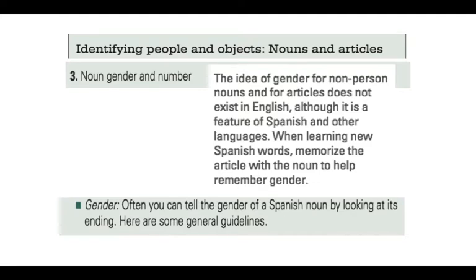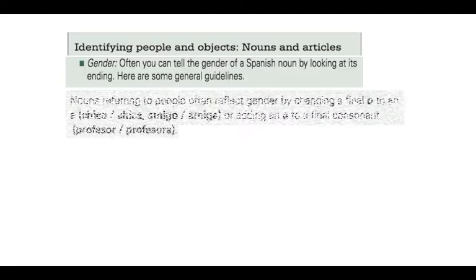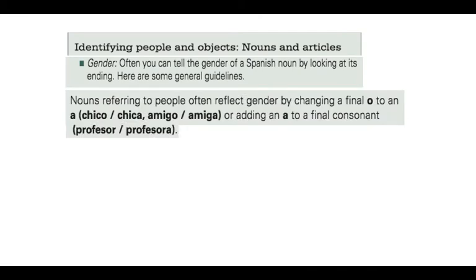So with gender, often you can tell the gender of a Spanish noun by looking at its ending. We already worked with this when we worked with las personas in capítulo preliminar. Nouns referring to people often reflect gender by changing a final O to an A. We saw many examples of that. Chico, chica, amigo, amiga. For nouns that ended in a consonant, for example, profesor, you simply made it feminine by adding the A to the noun, profesora.